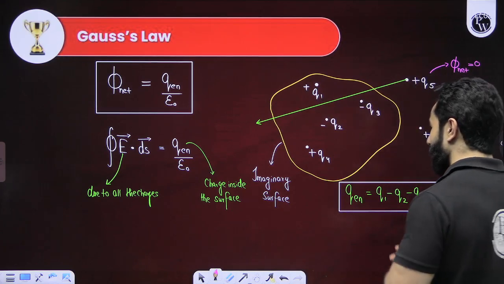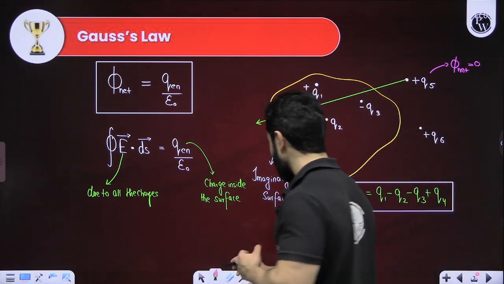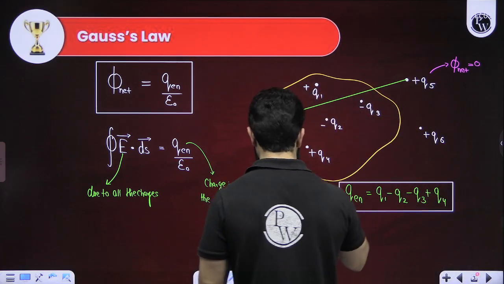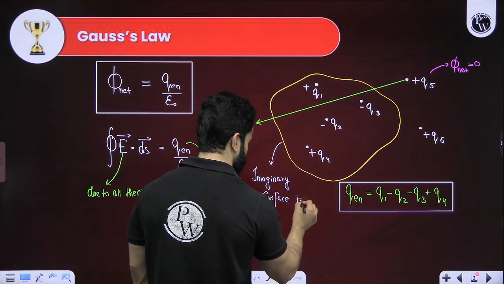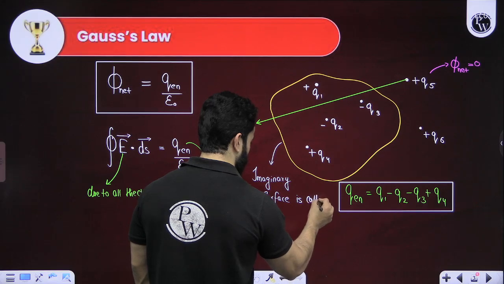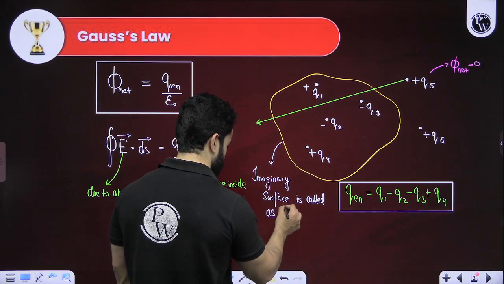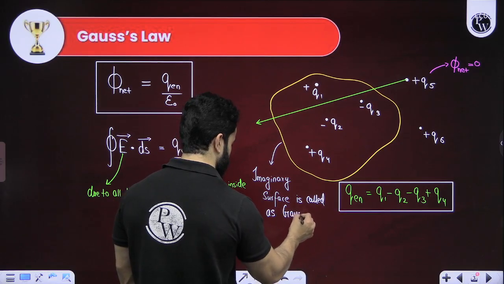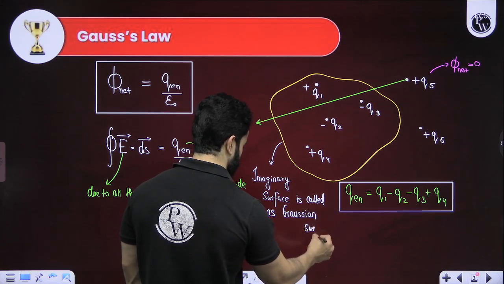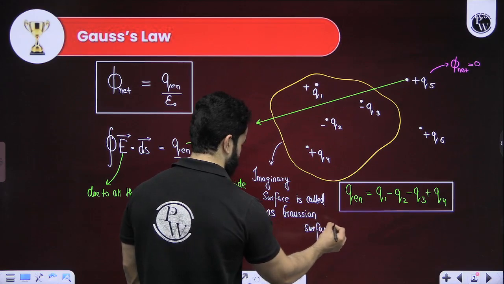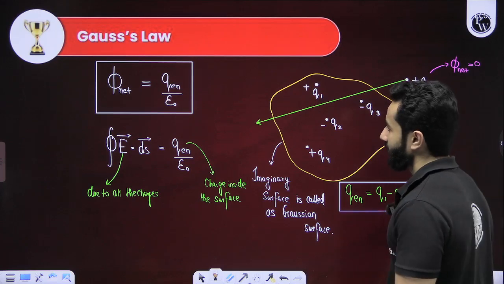Moving on, this law is very important. We are going to call this imaginary surface the Gaussian surface. It is called the Gaussian surface.